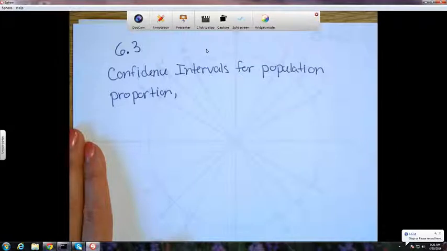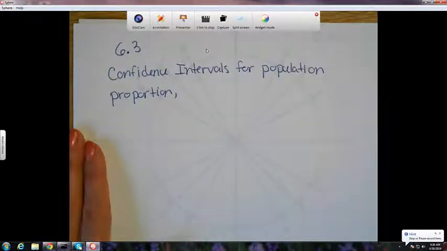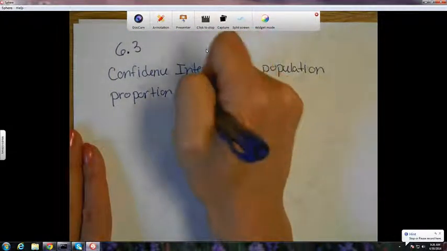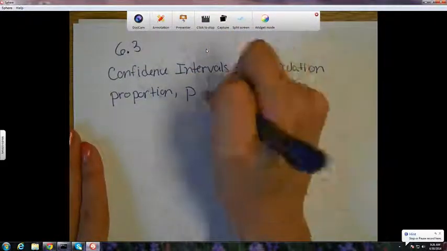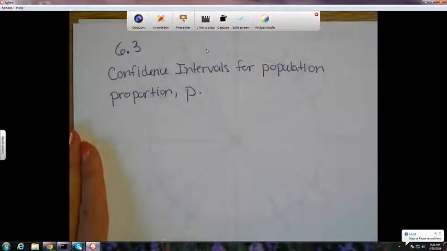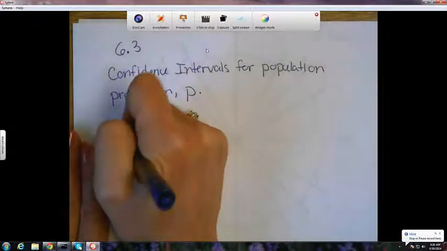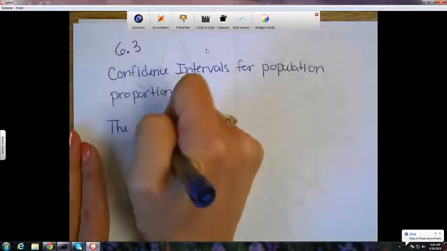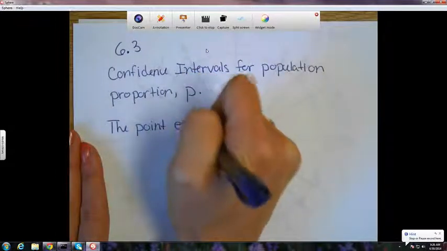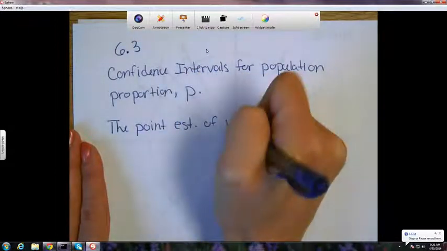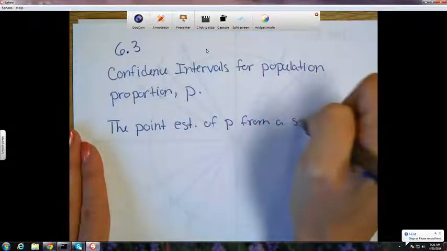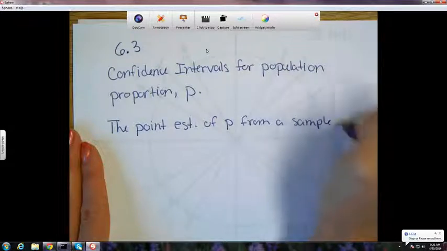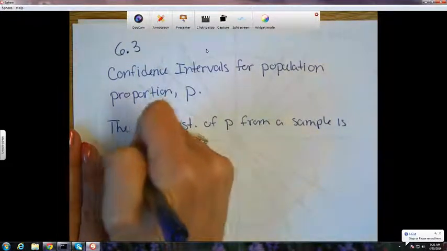Population proportion is your percentage of your population of whatever you're looking at. It's P. The point estimate that we use from the sample, the point estimate of P from a sample is P hat.